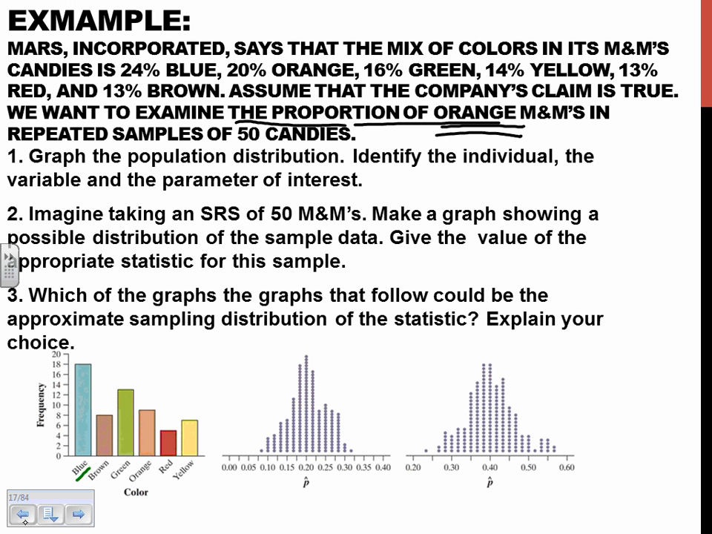You may have something different. It just was a possible distribution for a sample. So they just have to add up to 50. And again, 24% of 50 would be 12. So you couldn't have any more than 12 blue.